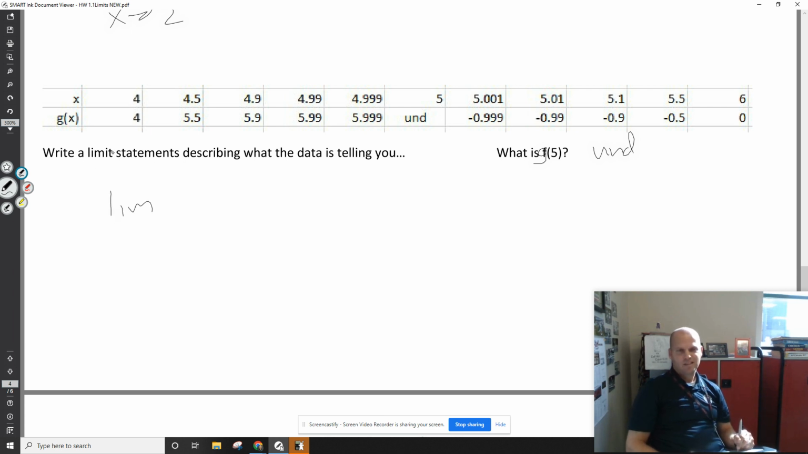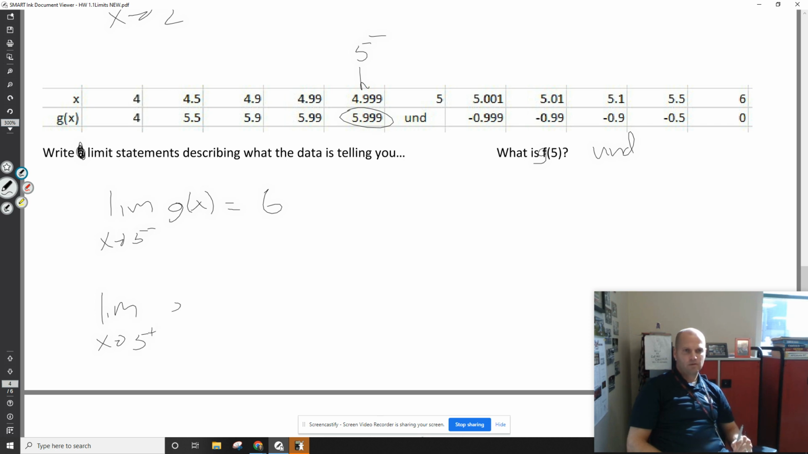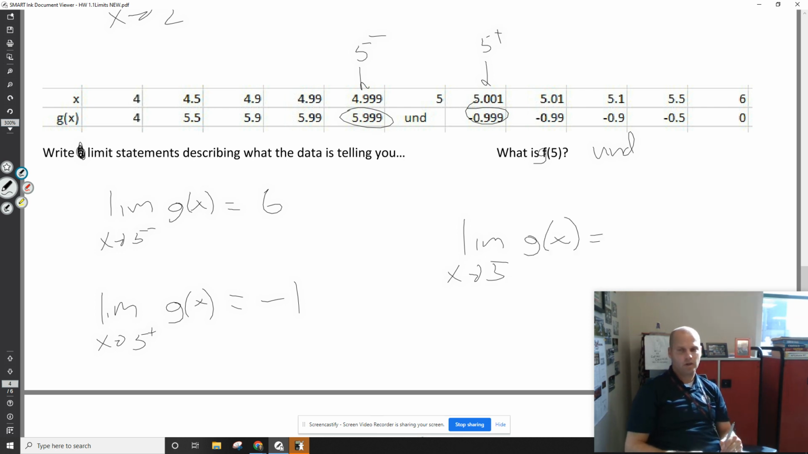Write limit statements describing what the data is telling me. What the data is telling me is that as I approach 5 from the left of this function, I'm approaching that y coordinate of 6. 5 from the left, 6. But if I'm approaching 5 to the right, I'm approaching -1. That means the limit as x approaches 5 in general of this g function, whatever it may be, does not exist because the left-hand limit does not equal the right-hand limit.